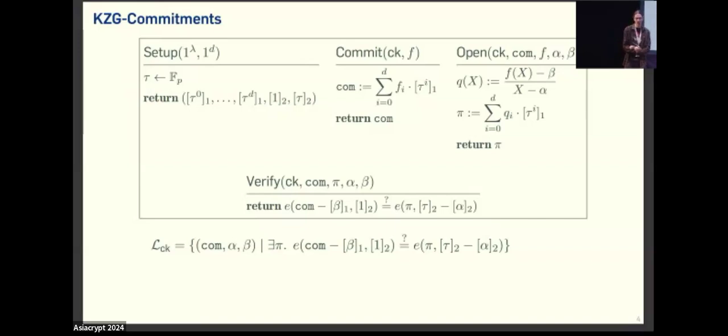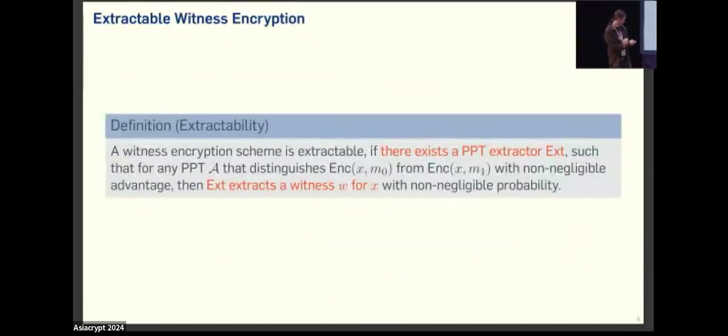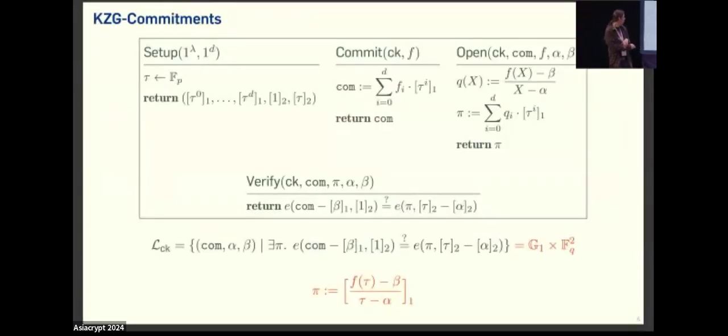The problem now is that this is actually a trivial language. Any triple is actually in the language because you can define a pi for any such triple. These pi's are hard to find under certain hardness assumptions, but they do exist. So that means that normal witness encryption would not give us any security guarantee. That is why we look at extractable witness encryption.